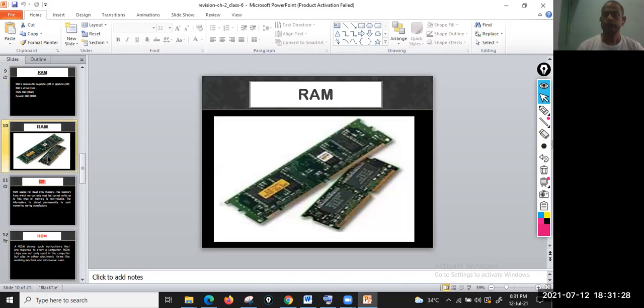See here how the RAM looks. If you open the CPU cabinet, you can see there are two slots for the RAM. It means it is expandable. If the motherboard supports 4 GB RAM and you have 2 GB, then you can also expand it to 4 GB in future. You can see this is rectangular in shape.